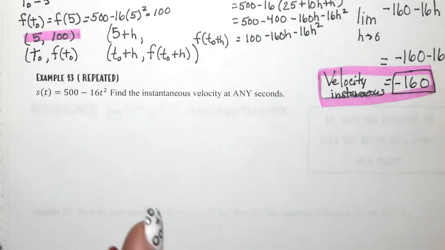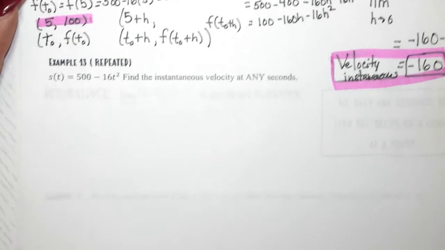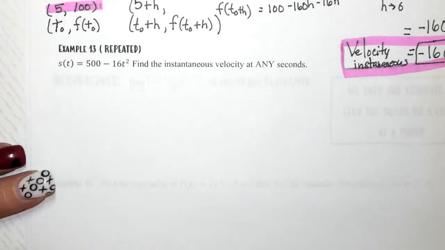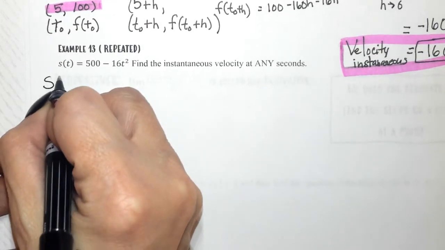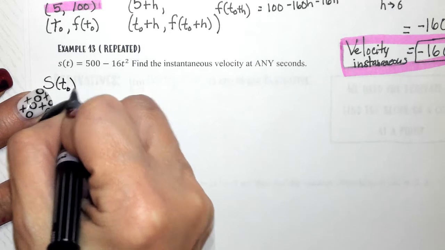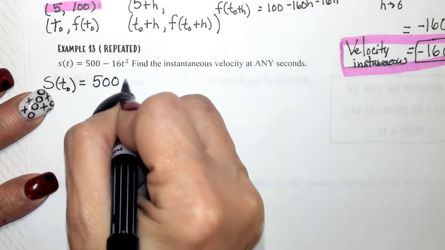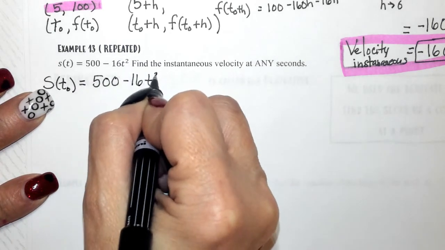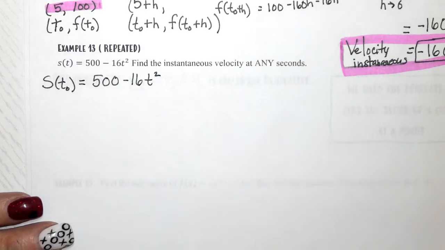What if I want to know at any specific time? Like I want to be able to say at 5 seconds, at 3 seconds. What about at 2.3 seconds? Could you tell me the answer then? Okay, so we're going to do that same problem. S of t, I'm going to try and do it with s's this time, is 500 minus 16t squared. And we're going to do any second.